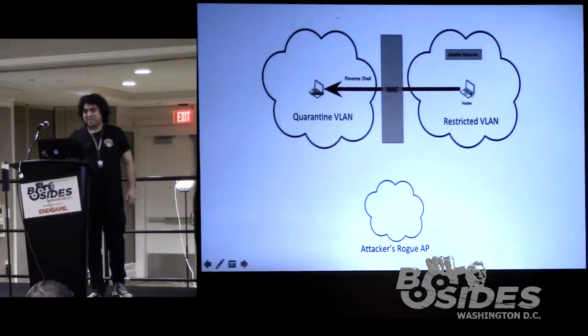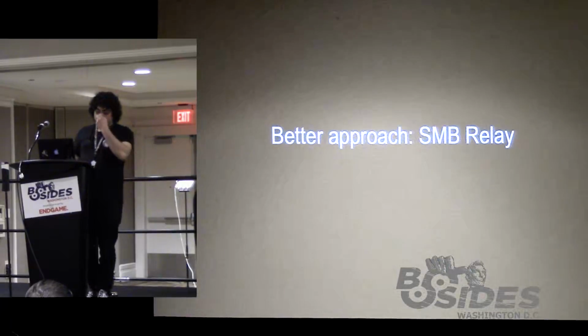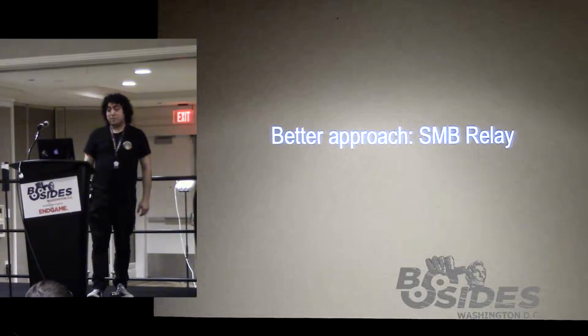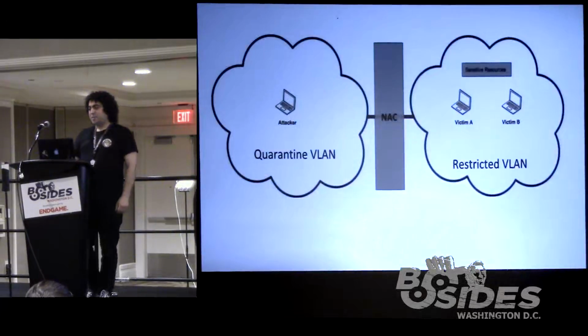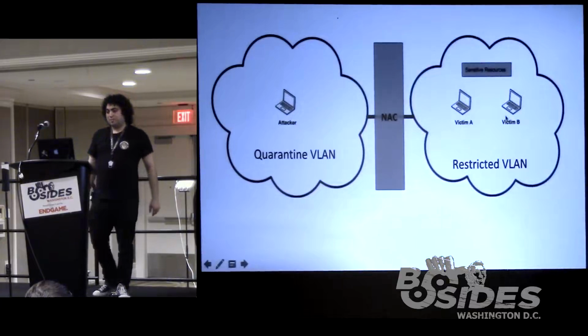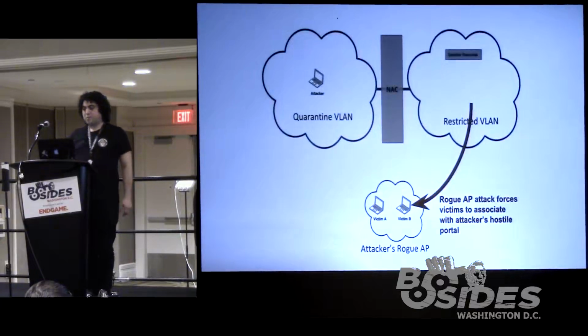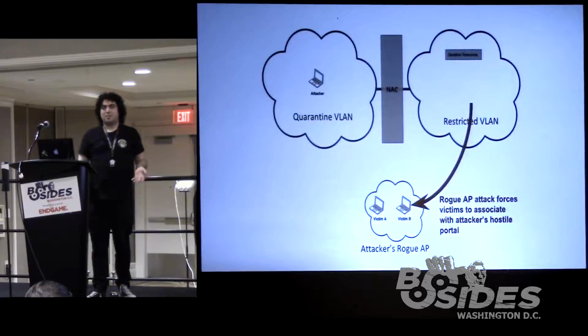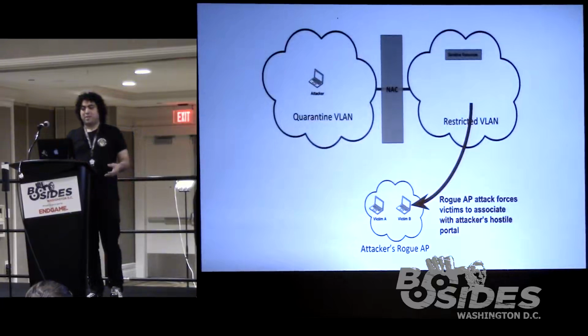So that's a simple indirect wireless pivot. There's a better approach to doing this if you can pull it off. Suppose you have two victim devices and an account that can be used to access both. You could then force both of these devices to associate with you. And as before, you'd use the hostile portal to get them to send you NTLM hashes.